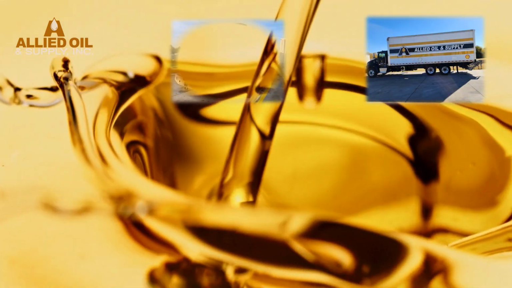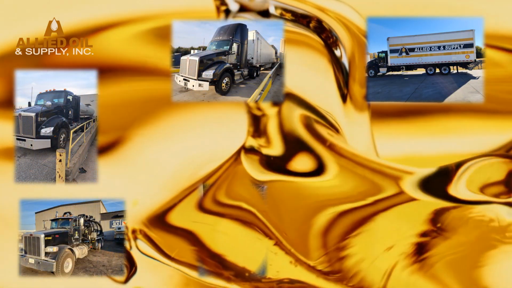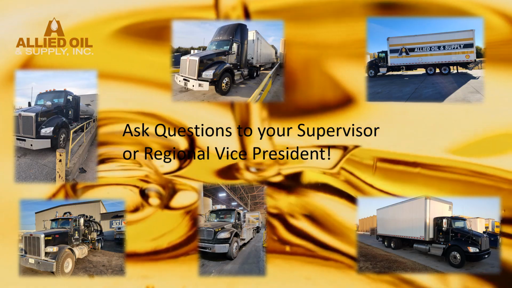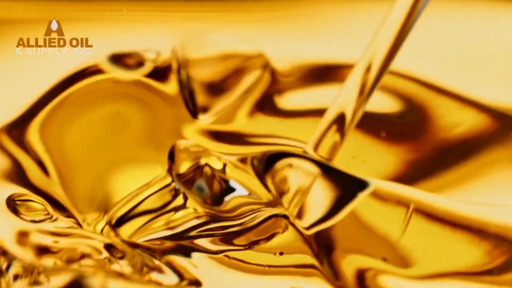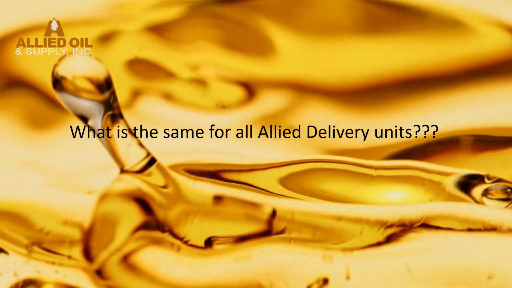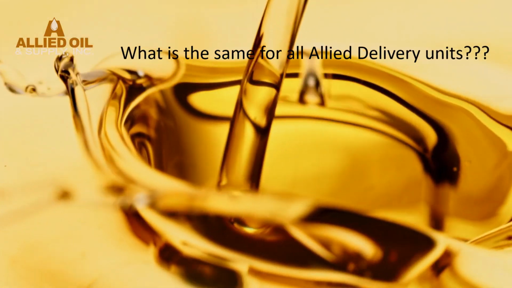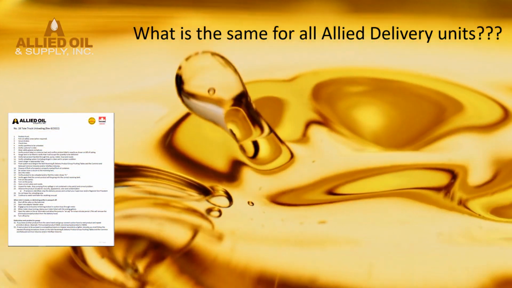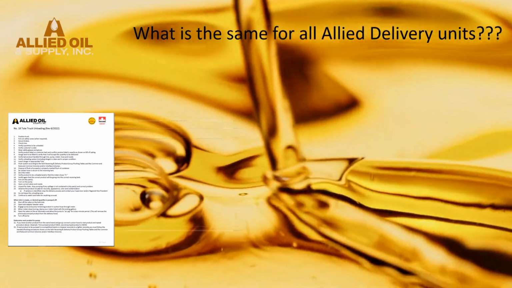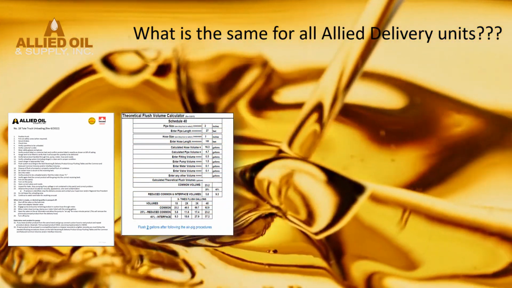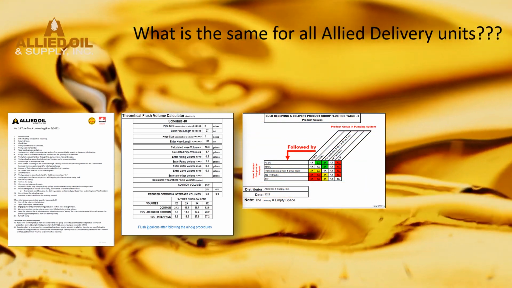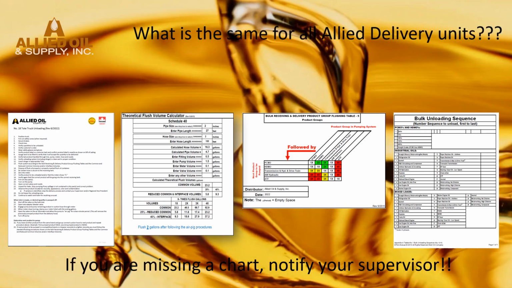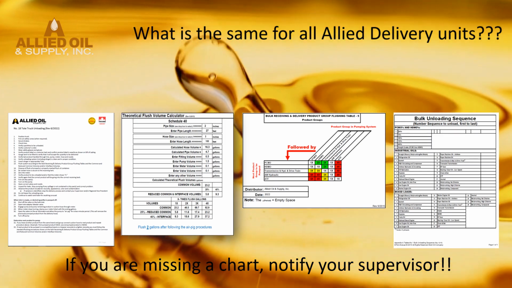We recognize that at this time, not all delivery units are set up exactly the same, so we strongly encourage you to ask questions to your supervisor and regional vice president. You might ask, what is the same for all Allied oil units? All Allied delivery units are required to have the Allied Oil DPQA procedure number 18, tote truck unloading procedure, the flush volume calculator chart, the bulk receiving and delivery product flushing table, and the bulk unloading sequence chart posted. If you are missing a chart, please notify your supervisor.